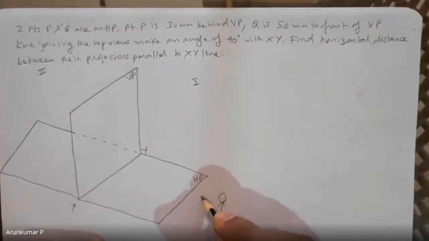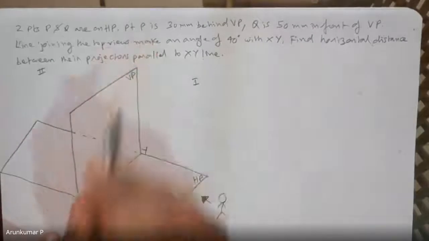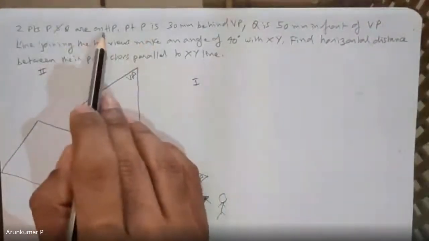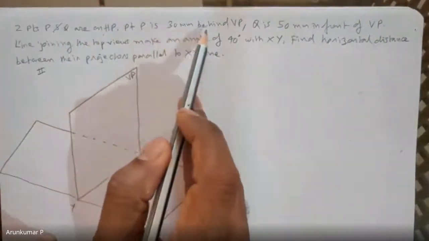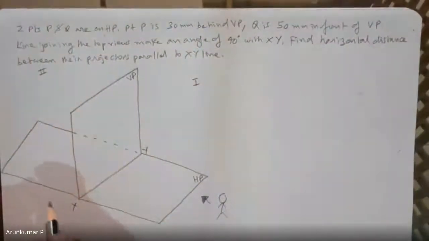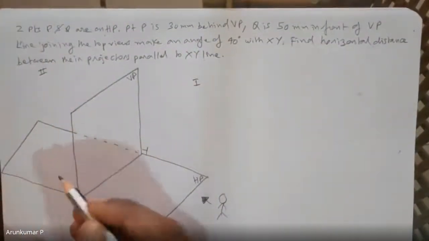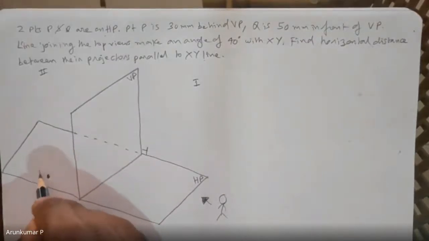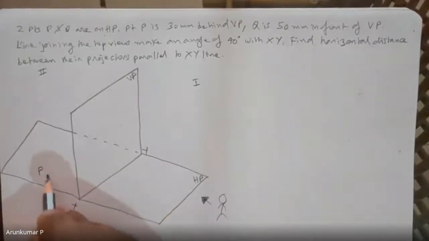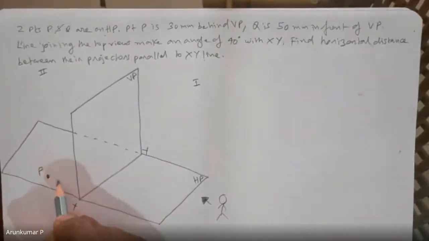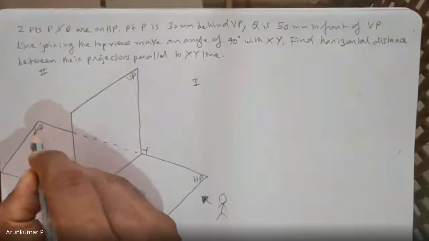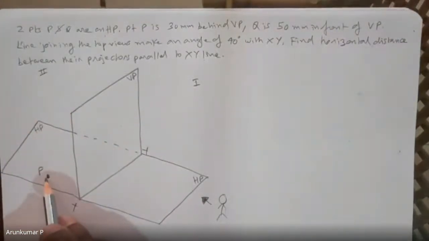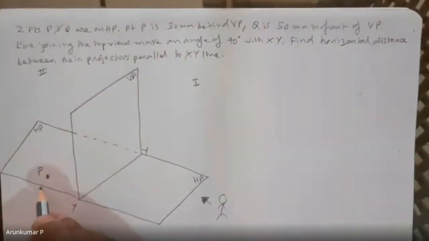This is the observer. This is the viewing direction. So towards the left I will draw the point P. P is on HP and 30 mm behind VP. So let us say that this is the point P. Point P is on HP, so the point is touching the horizontal plane, and it is 30 mm behind VP. So this distance is 30 mm.